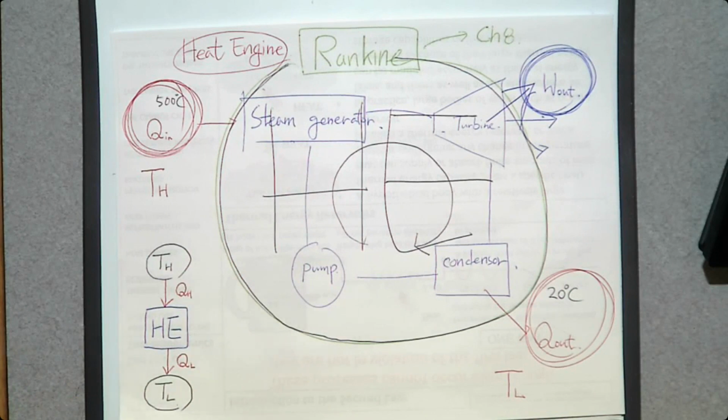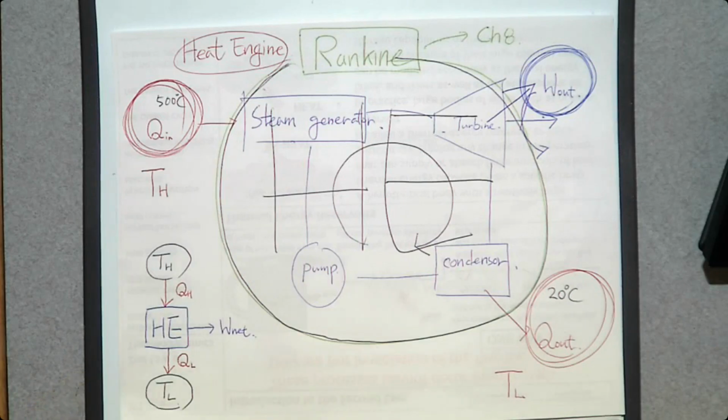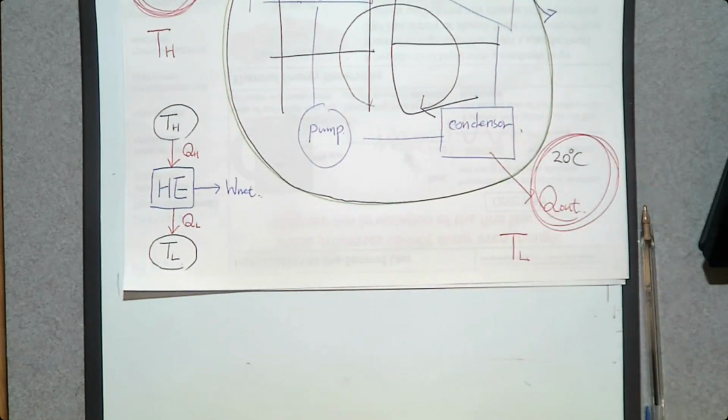And this heat engine produces net work, W net. So this is what a heat engine looks like. Okay? Then how can we analyze this heat engine? We can first think about the energy balance equation. Since it is a steady state, let's use a rate form.